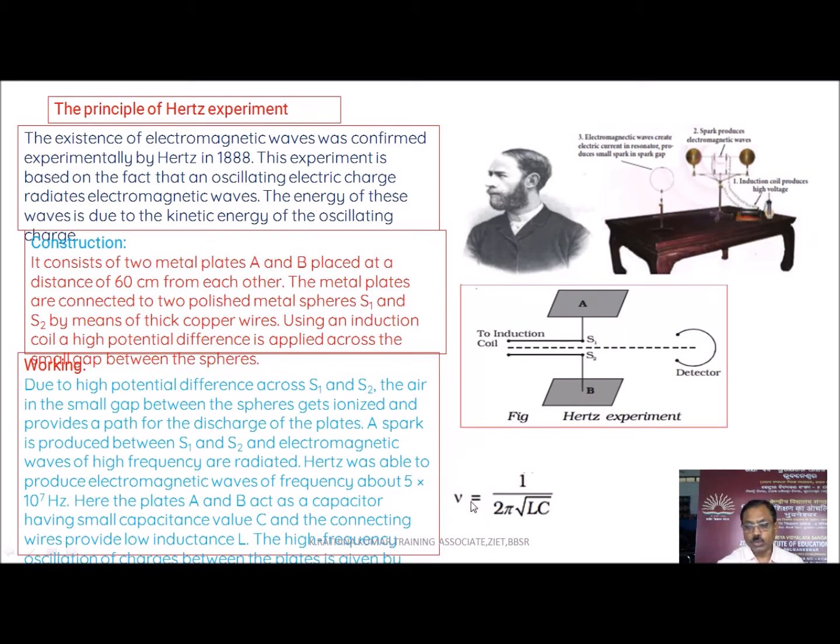ν is the frequency. The symbol for the frequency, ν, is equal to 1 by 2π root of LC, where L is the inductance and C the capacitance. So the plates A and B altogether are called the capacitor. Substitute the value of the capacitance and the value of the inductance, and then you can find the frequency of the electromagnetic wave produced in this experiment.